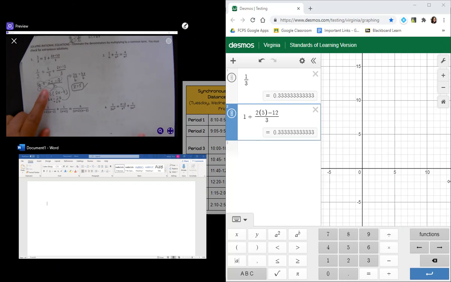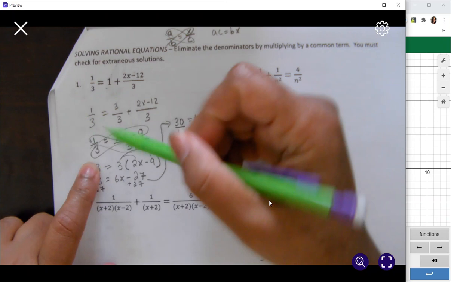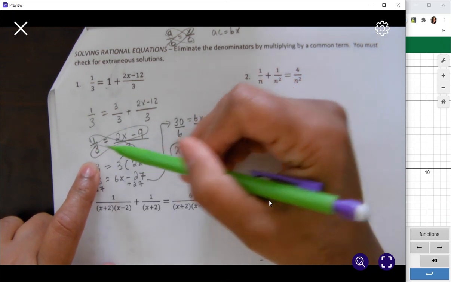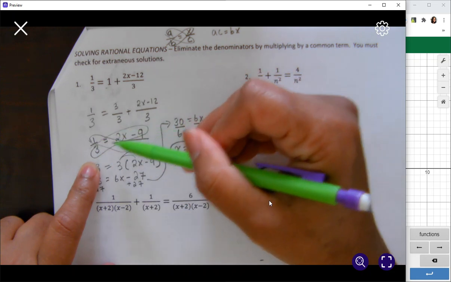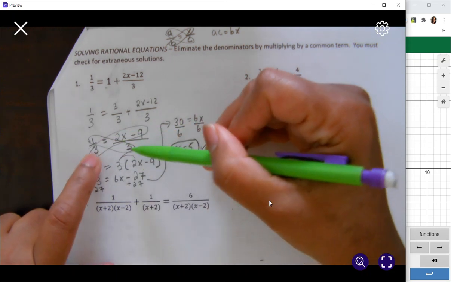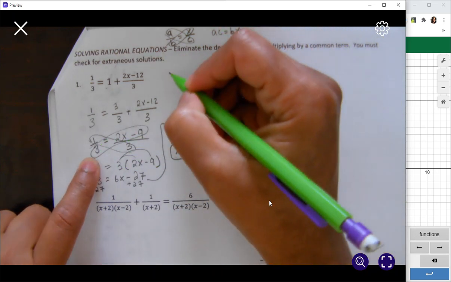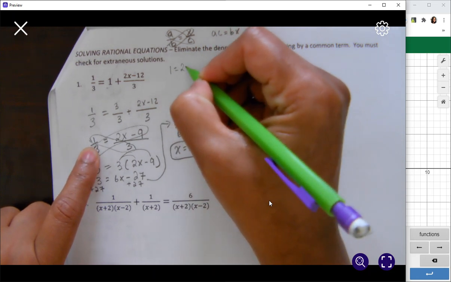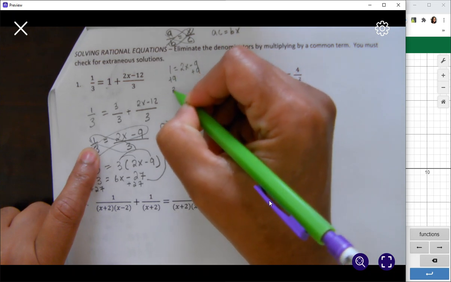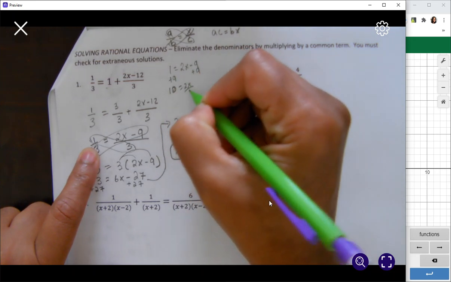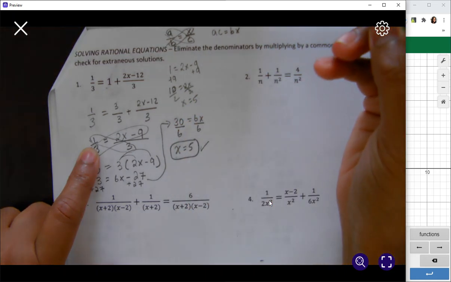Now I did say that you had two options here. So right here, the other option was if you have the same thing in the denominator here, and there's only one fraction here, one fraction here, and then you have 3 over 3, you can actually just take out the denominators and set the numerators equal. So another way could have been 1 equals 2x minus 9, and then you could have just solved it this way. So that's 10 equals 2x, and x equals 5. So you would have got the same answer that way as well. Okay?